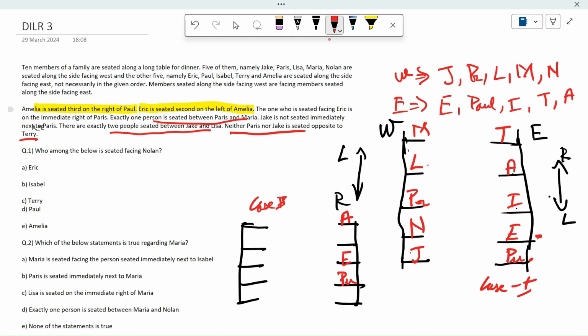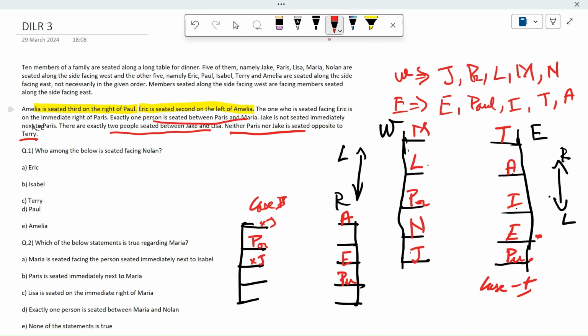The one who is seated facing Eric is immediately Paris, so Paris will come at this point. Exactly one person is seated between Paris and Maria. We cannot plot it now. Jack is not seated immediately next to Paris. So Jack is not here, Jack is not here.